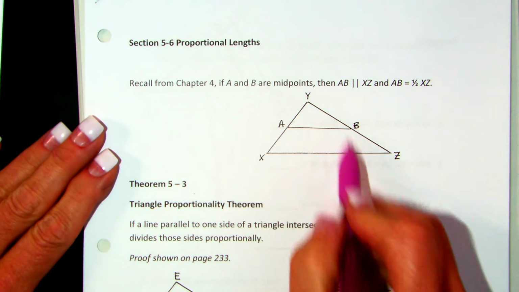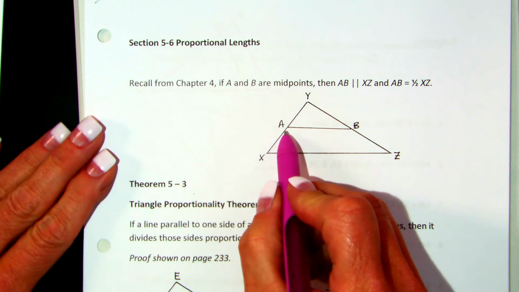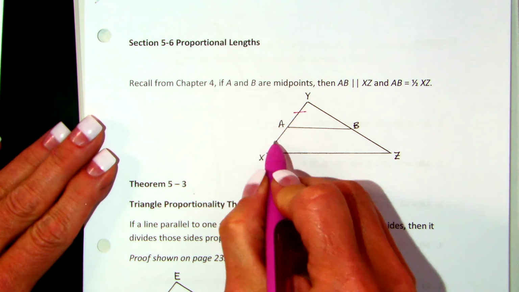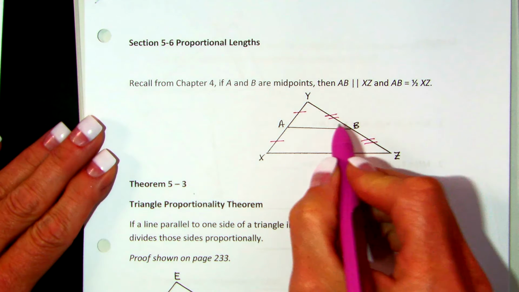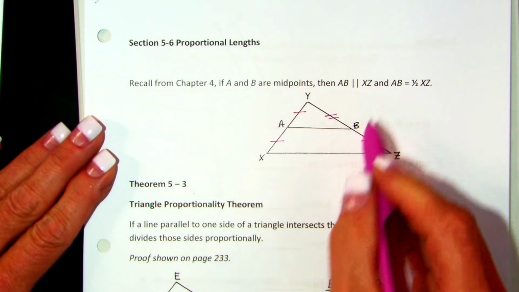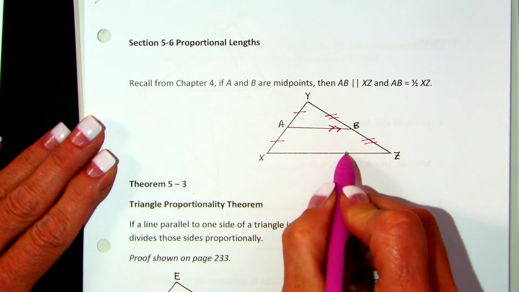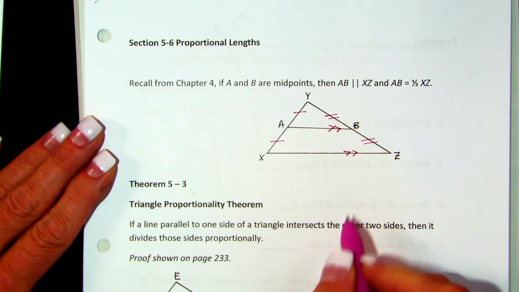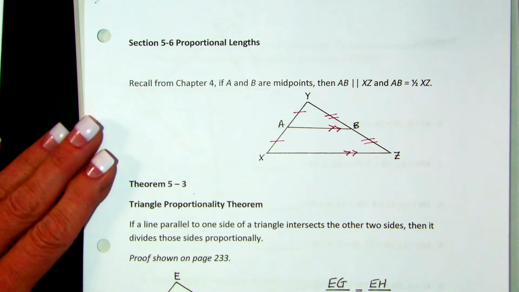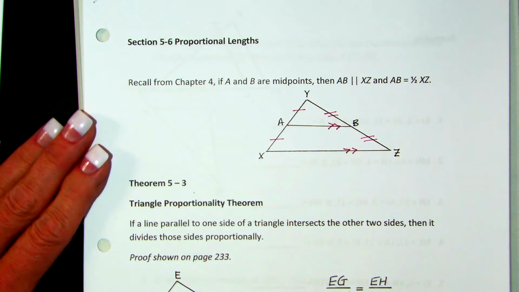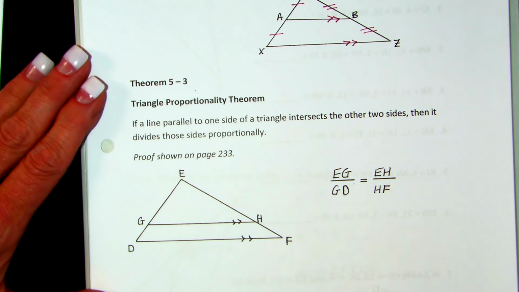All right, this diagram should look familiar because we did this in chapter 4. If A and B are midpoints, then we know this segment is congruent to this one, and this segment is congruent to this segment. That also tells us that AB is parallel to XZ, and we also learned that AB is half the length of XZ.